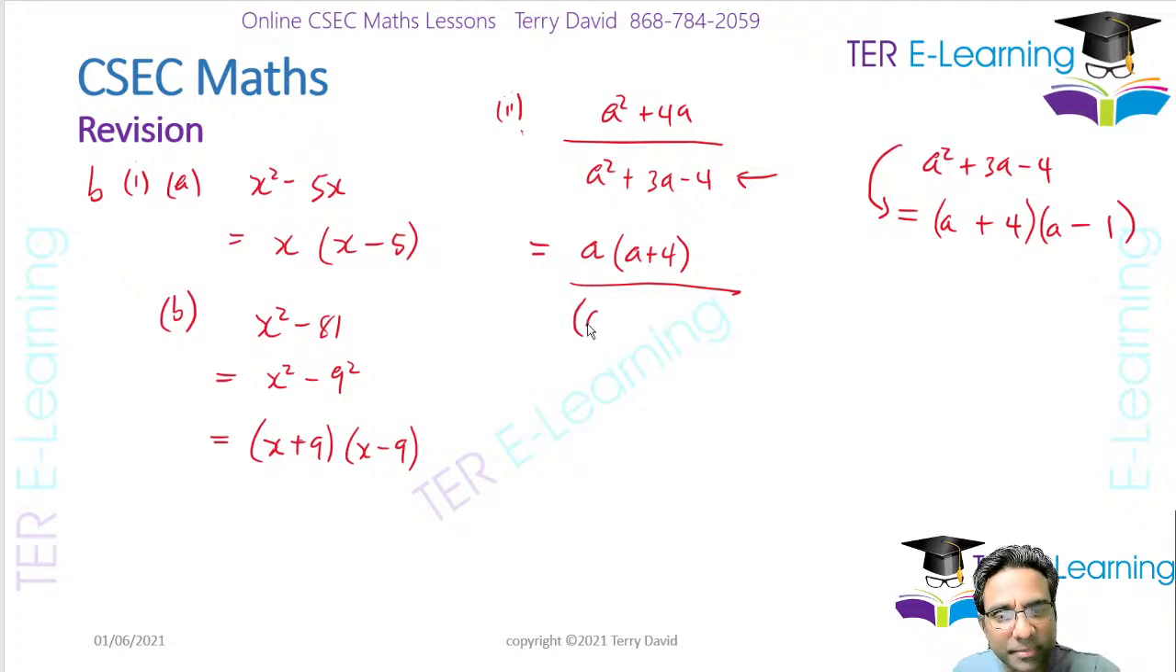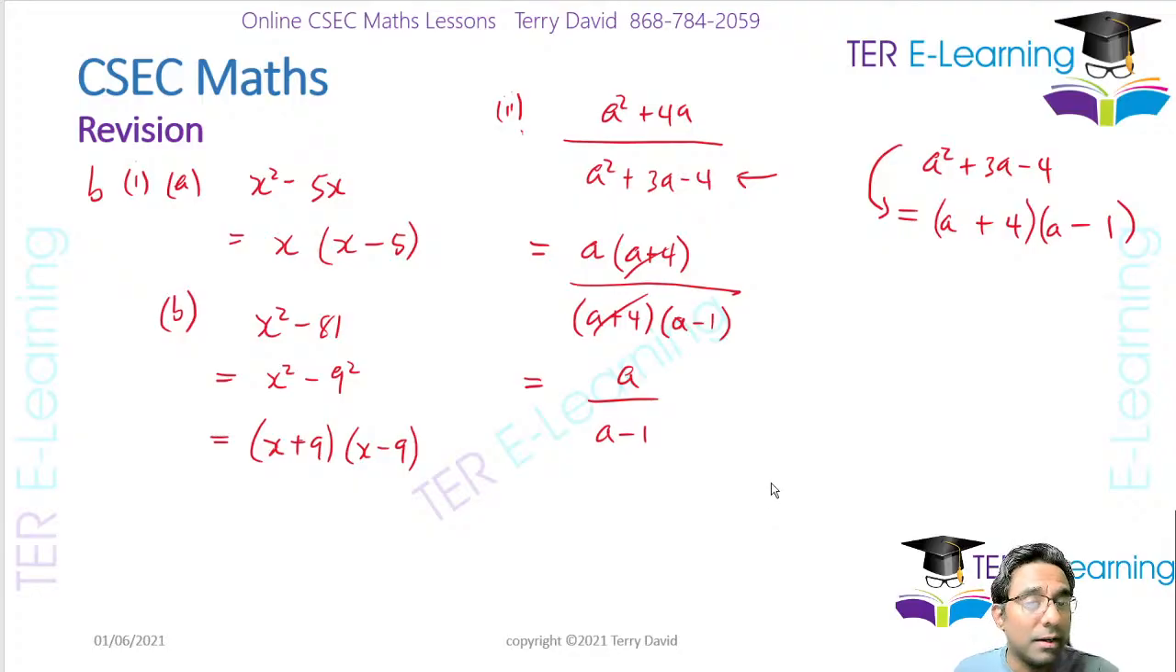So on the bottom here, I'm going to replace that with a plus 4, and I'm going to put a minus 1 here. But then you realize, wait a minute, I have a plus 4 here and a plus 4 here. So things are going to cancel. So my final answer is simply going to be a over a minus 1. All right?